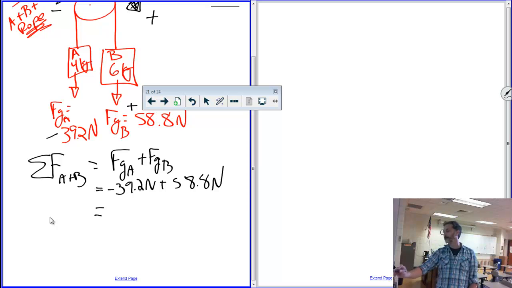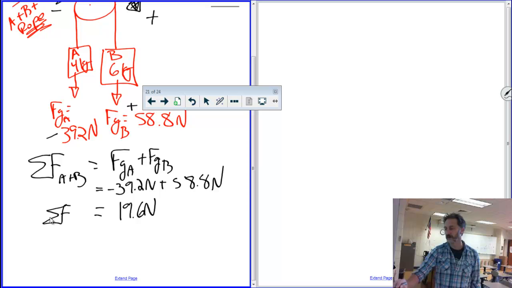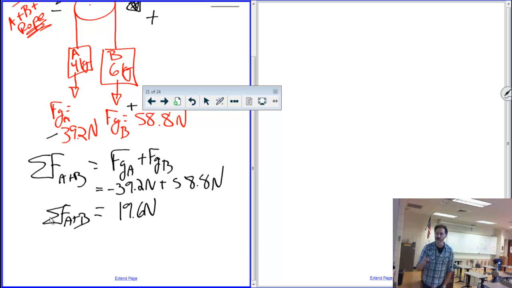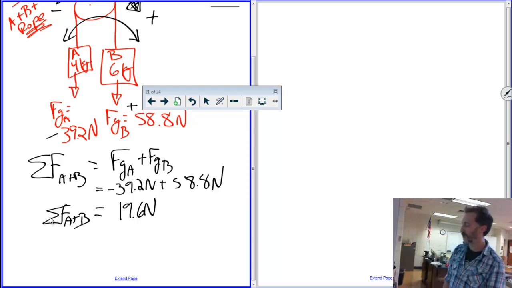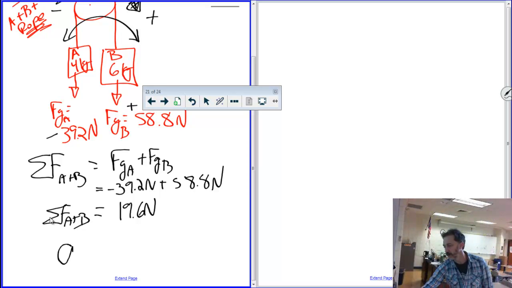And I'm almost out of room, so that gives us, what, 19.6 newtons? So that's the net force on the system, all right? But the idea is that net force isn't just moving object A, it's not just moving object B, it's moving them both, right? In kind of this weird curvy direction here, right?